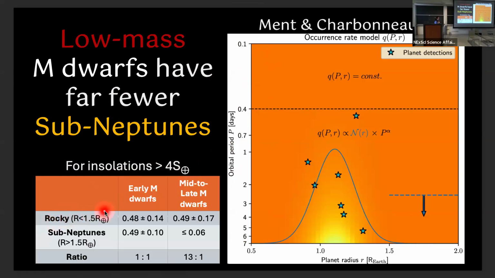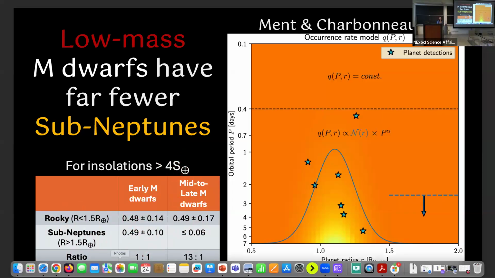That for rocky planets with radii less than 1.5 Earth radii, for the early M dwarfs, the occurrence rate is about 0.5. So there's one of these planets for every 2 stars. And for mid to late M dwarfs, it's about the same, 0.5, so 1 in 2. But for the sub-Neptunes, things change dramatically. Because for the early M dwarfs, it's about a 1-to-1 ratio of rocky planets to sub-Neptunes. There's an equal number of both.